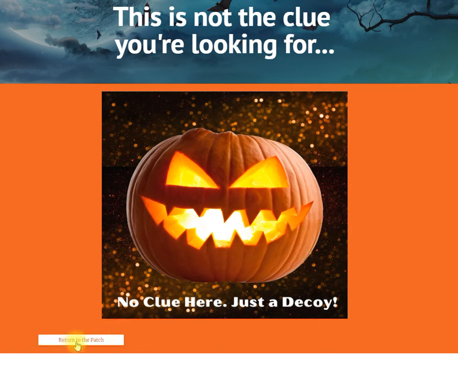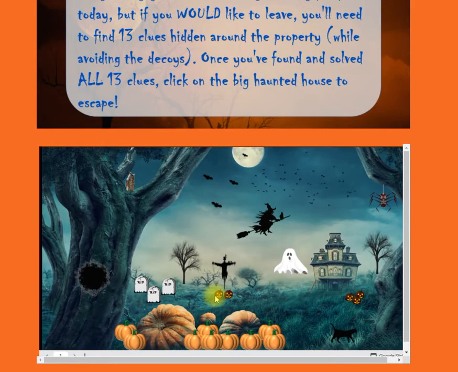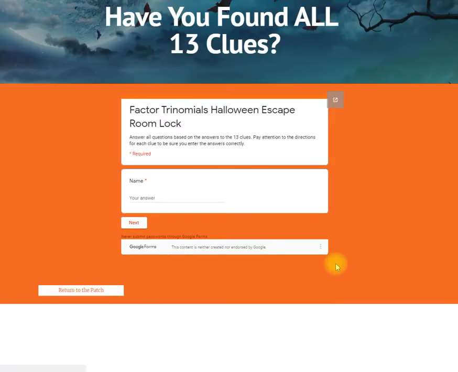When you find a decoy, the only thing to do is click return to patch and keep clicking on items for more clues. When they have found and solved all 13 clues, written them down on a piece of paper, and they're almost positive that they're all correct, they're going to click on the haunted house to escape. It will say, have you found all 13 clues? If you're really not ready to put in your clues, you could always return to the patch. But if you are ready, you're going to enter your name. Have them enter their first and last name, because if you request access to the lock, it makes finding their responses much easier.